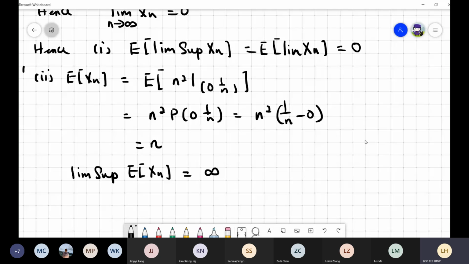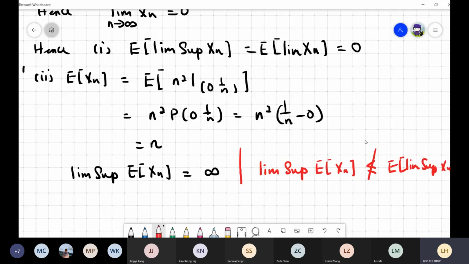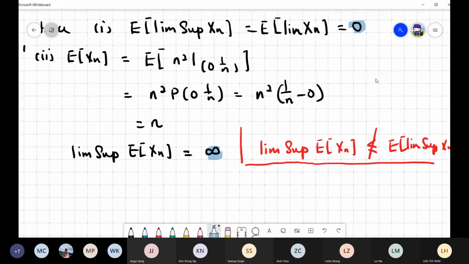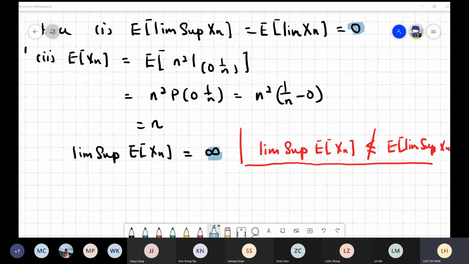So this is an example whereby the limit supremum of E of Xn is not less than E of the limit supremum of Xn. This is one example for it: the right hand side is 0, while the left hand side is equal to infinity. Okay, so next will be this.